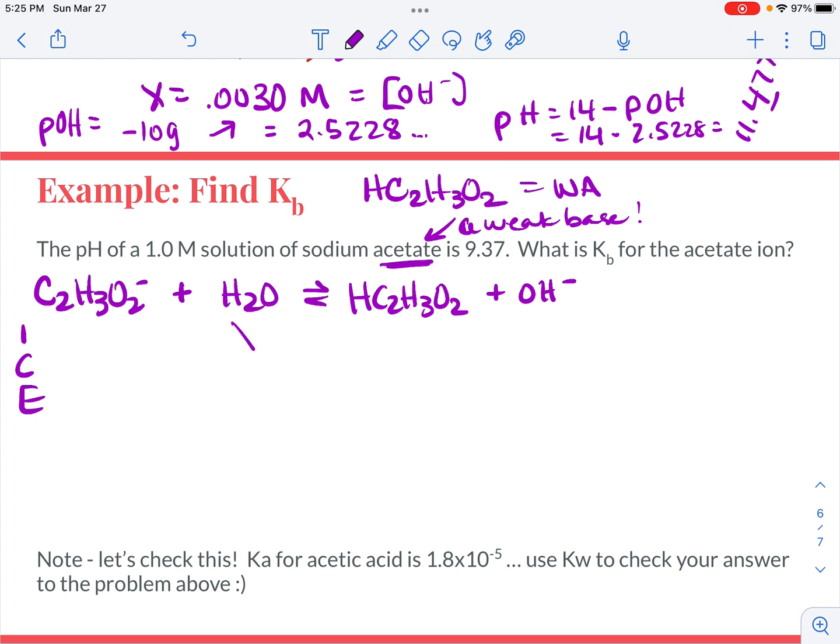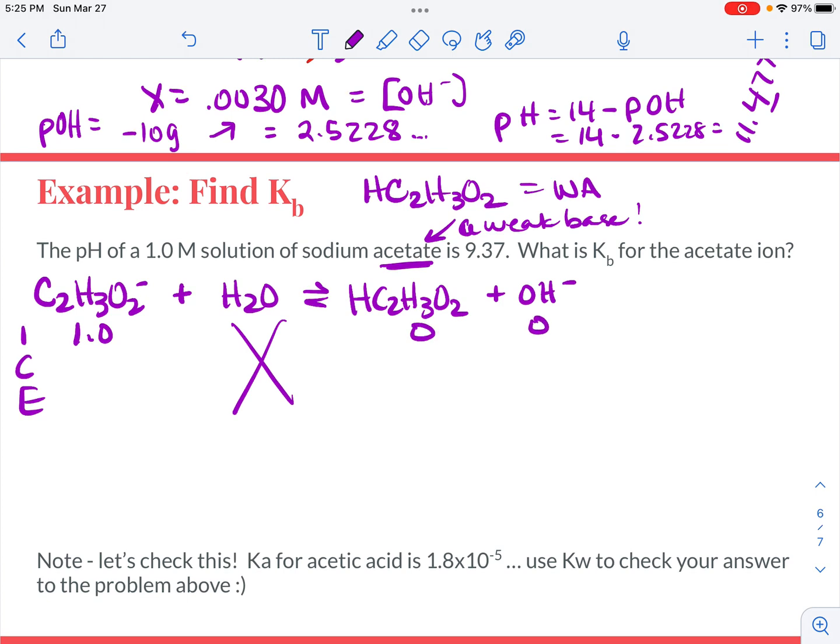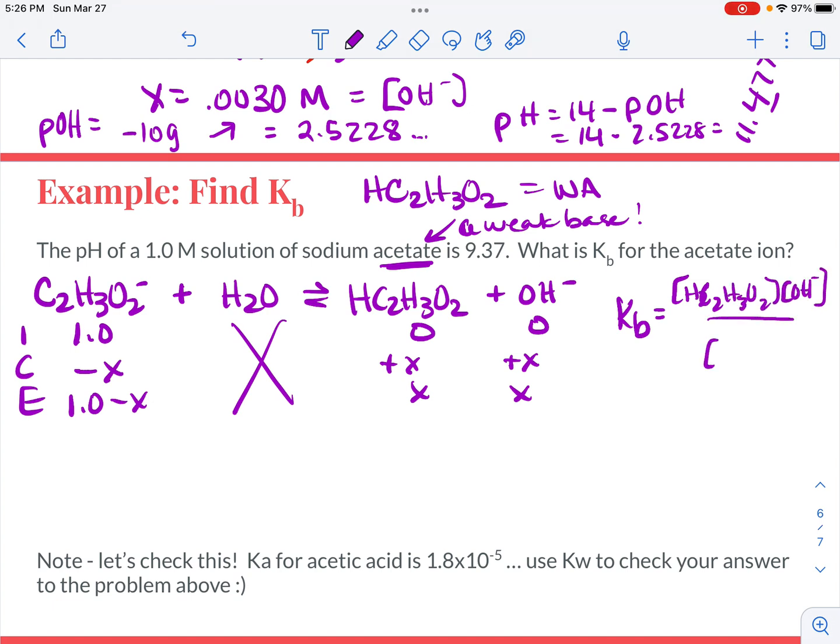And I'm going to ICE this, not worrying about the water. This is 1 molar. These are 0. I have to go to the right because those are zeros. So minus x, plus x, plus x. Remember, when you go back to Ksp and Kc and Kp, you'll have to worry about coefficients again, so don't forget that. Right now, you don't have to, because we always transfer 1 hydrogen at a time. So this is 1 minus x and x and x. I'm going to say Kb equals the acetic acid, HC2H3O2, times the hydroxide over the acetate, C2H3O2 minus.